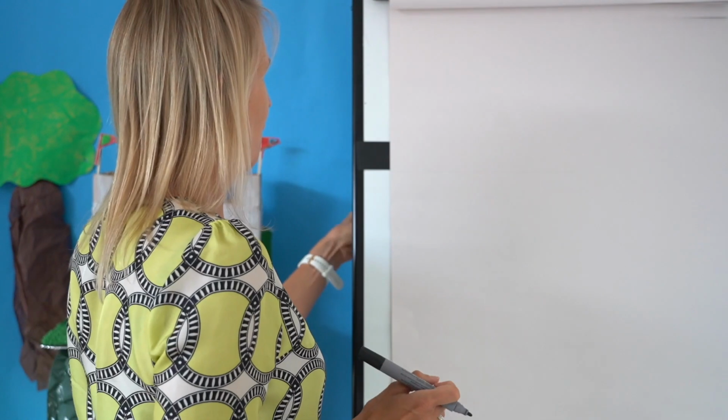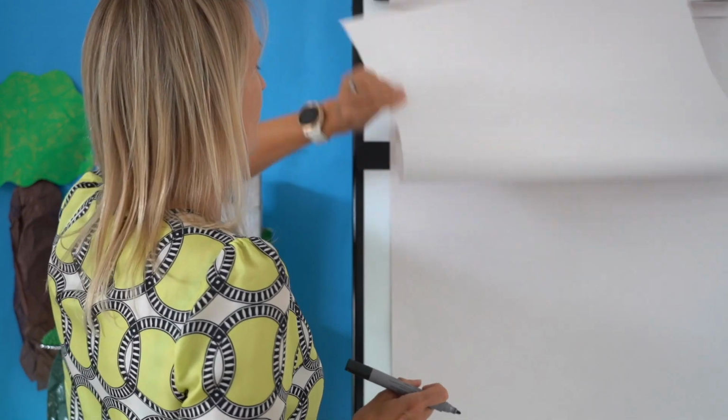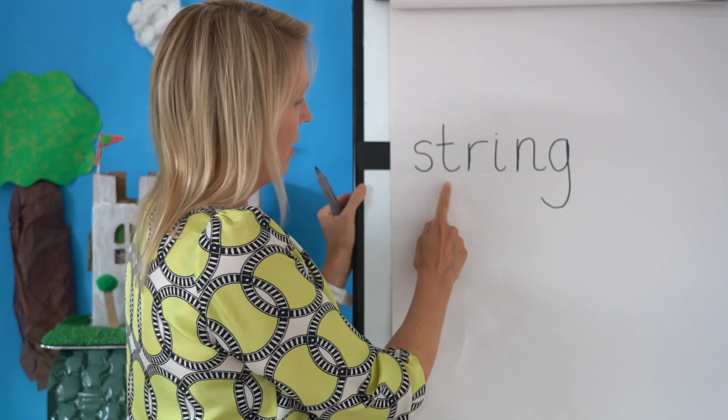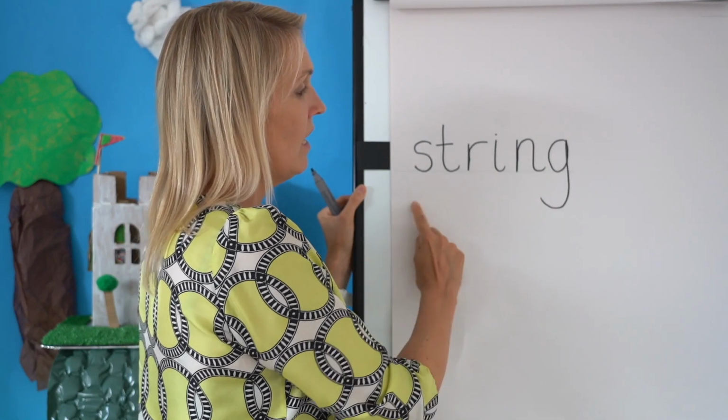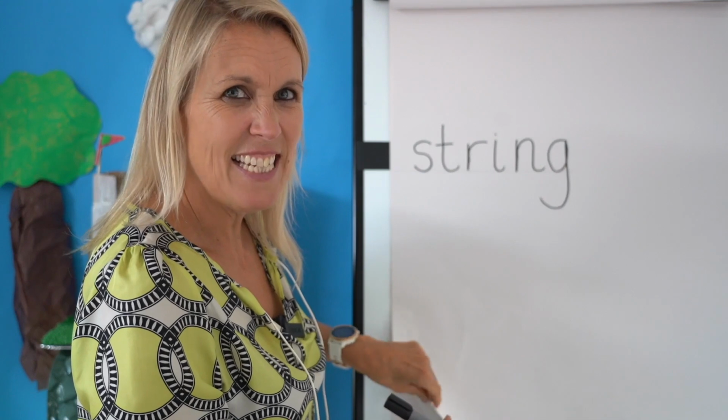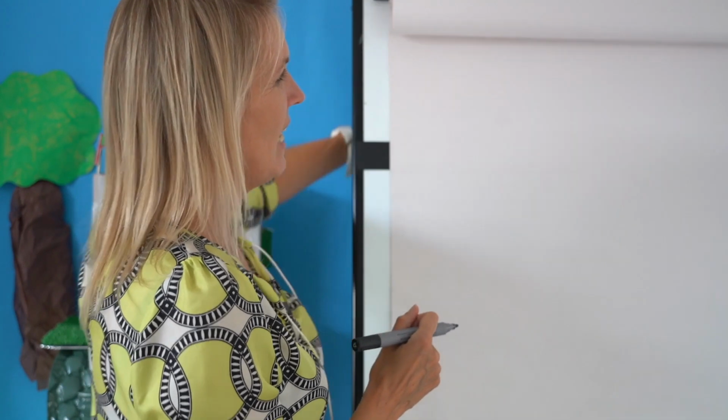Now you have a go. Say the word. Say the sounds. Write them down. You ready? Shall we check our spelling? Show me your spelling. Let's have a look. Let's check mine. S, t, r, i, n, g. String. Did you get it right? Fantastic. Let's try another one.